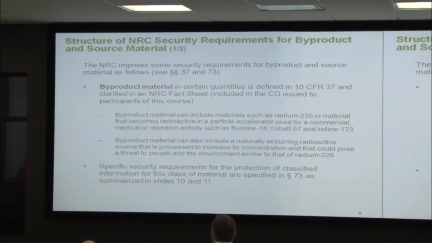Byproduct material can include materials other than nuclear materials, such as radium, fluorine-18, cobalt-57, iodine. This is part of what comes out of the fact sheet. It can also include naturally occurring radioactive sources that are processed to increase their concentration for applications, such as radium-226. The specific security requirements for the protection of classified information that relates to the radioactive material you find in 10 CFR 73, and those will be summarized in slides 10 and 11.